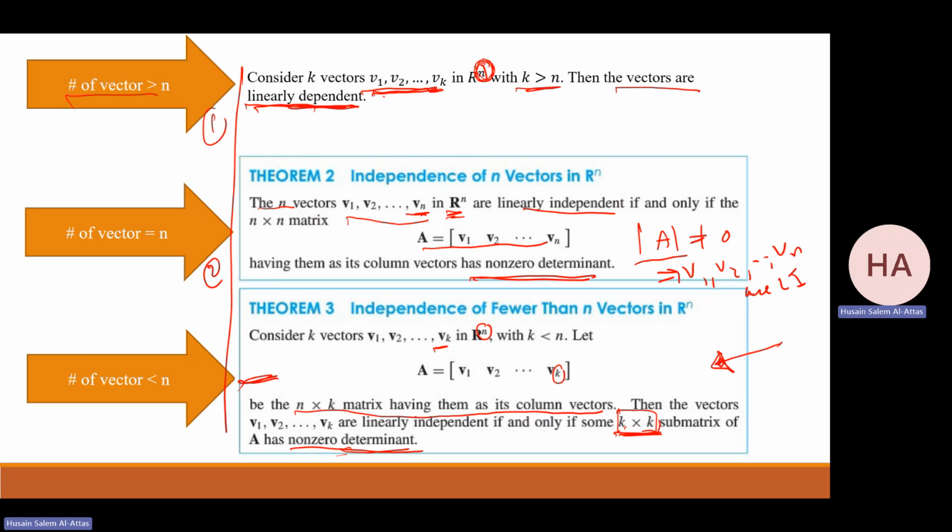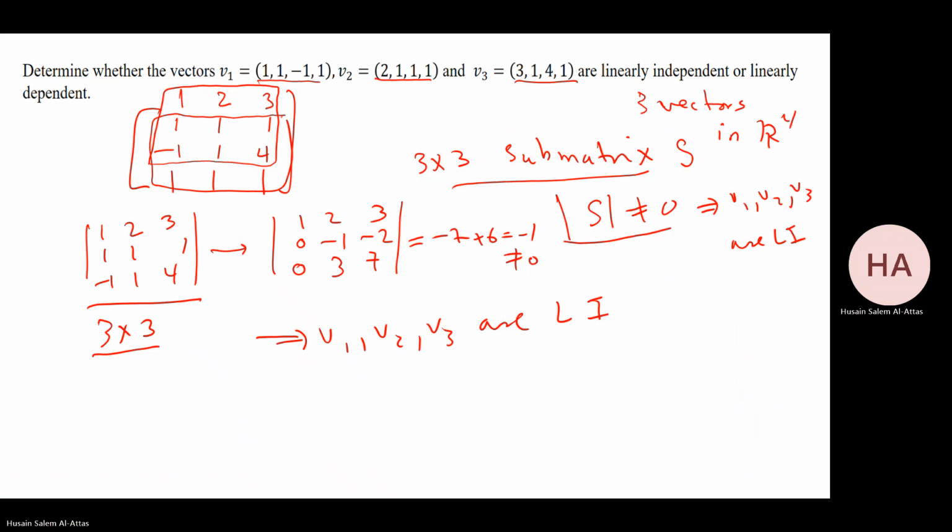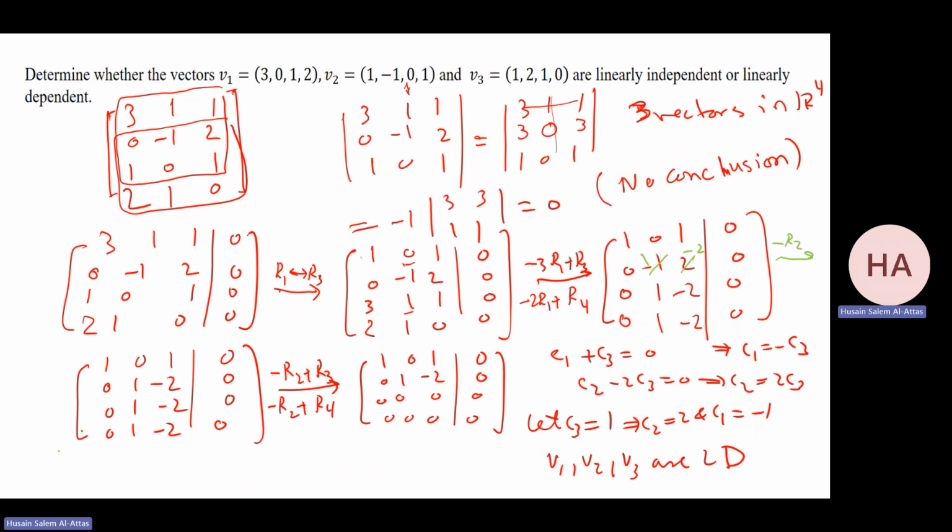The last case, if the number of vectors is less than n, what I need to do is take a k by k submatrix. Then I check the determinant. If the determinant is non-zero, right away they are linearly independent. If the determinant is 0, I need to check another submatrix, until I take all of the cases of the submatrix, which is sometimes not easy to do. So it means I need to go back to the main definition. Okay. Now let us do these problems.